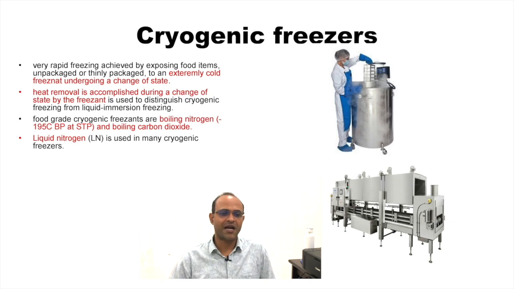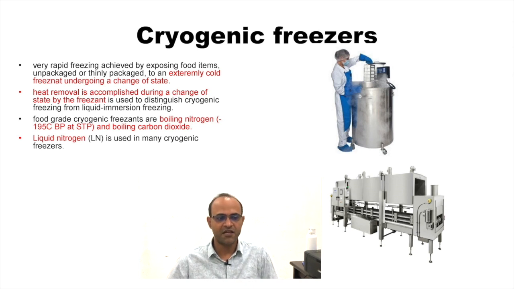Next is the cryogenic freezers. This is a very rapid freezing, achieved by exposing the food directly to the very cold freezing medium. Here we normally talk of boiling nitrogen, or boiling carbon dioxide, with a boiling point of minus 195 degrees Celsius. This is an example where the product being frozen is directly fed inside the liquid freezer tank, and then it will freeze very rapidly.